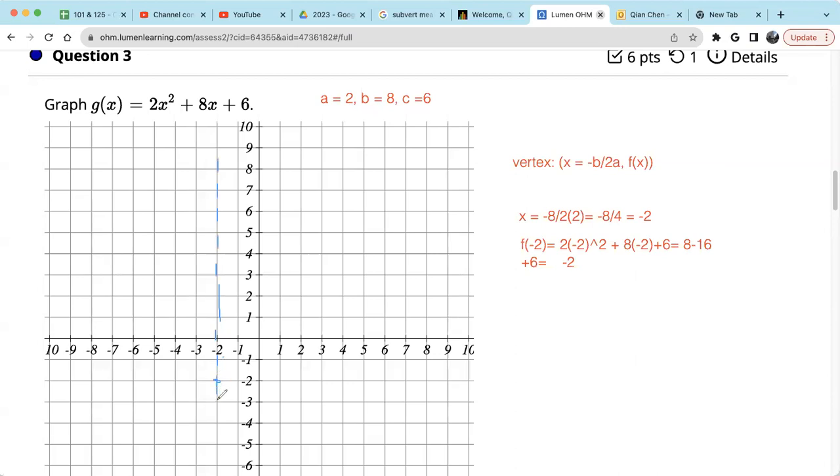Then we need 2 more points. So this is our vertex. A equals 2 is positive, so our graph is an upward parabola. You make sure you draw a curvy, smooth shape. So what do we do? Let's evaluate f of 0. X equals 0, this is gone, this is gone. So I have 0, 6. So 0, 6 here. And then by the symmetry, we have a point here.